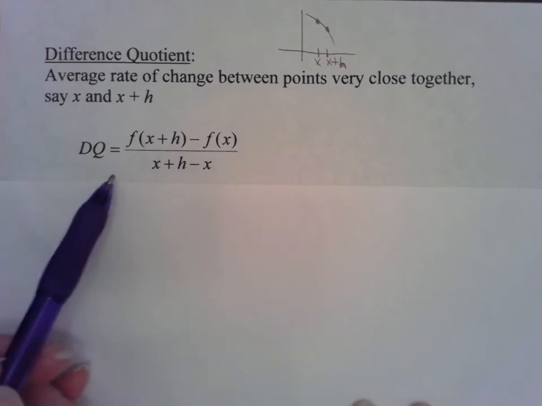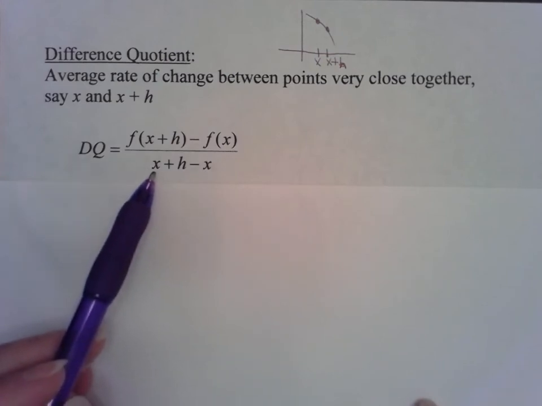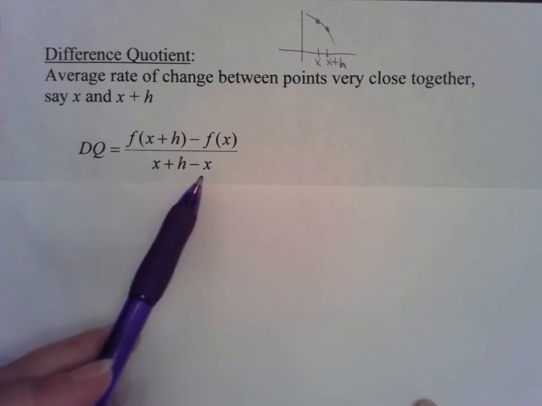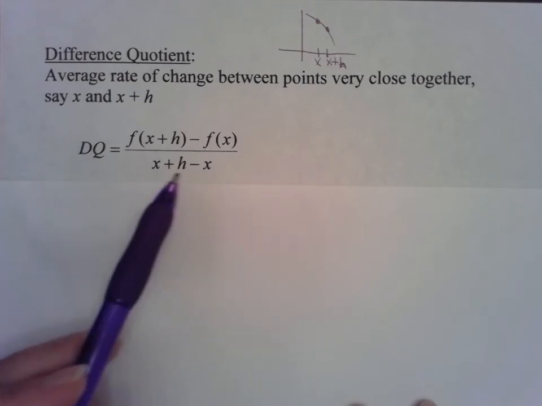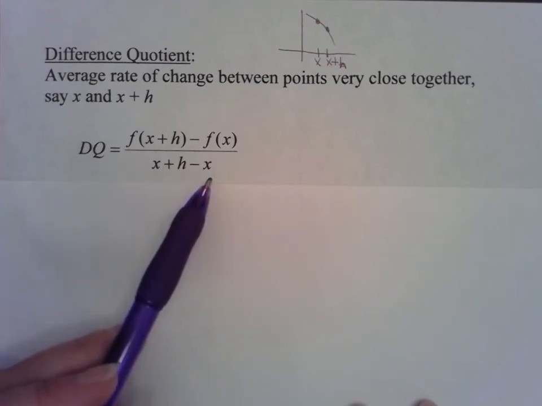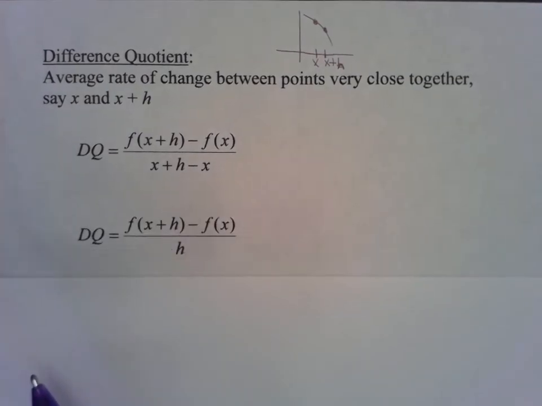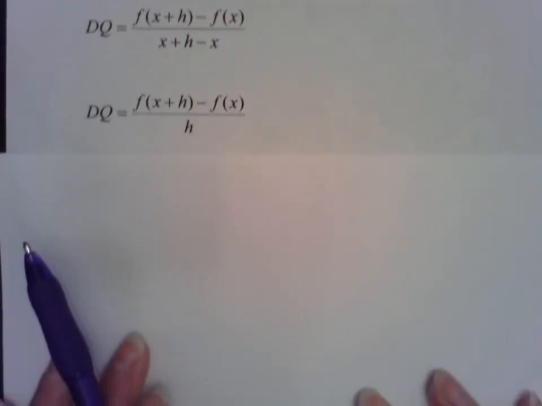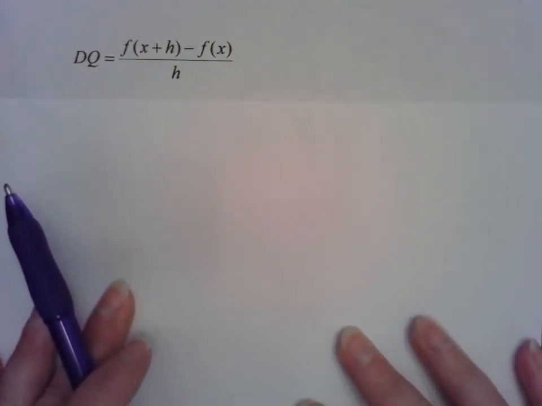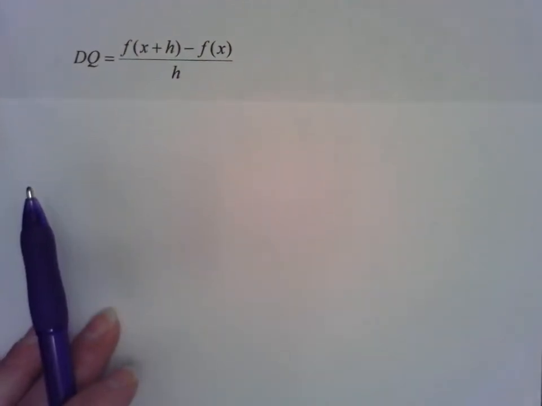Okay, so that's how we form the difference quotient. Notice in the bottom we have a positive 8x and a negative x. So those actually are going to subtract away and cancel each other out. So once we've done that, our final formula actually looks like this: f of x plus h minus f of x all over h.